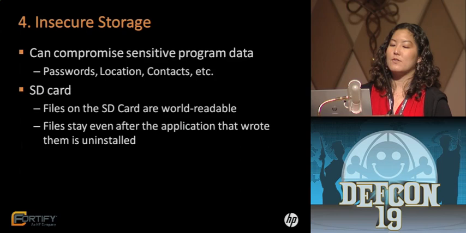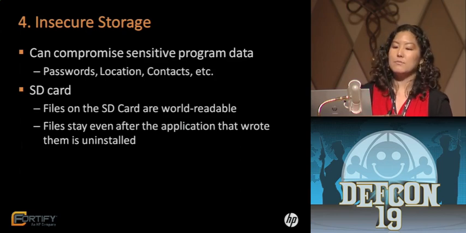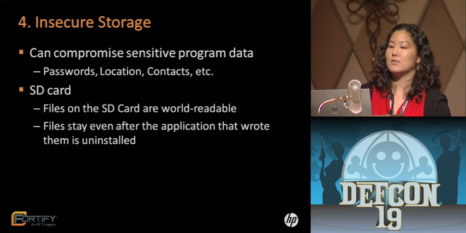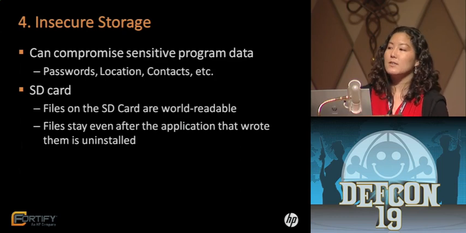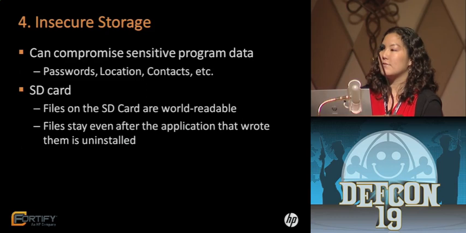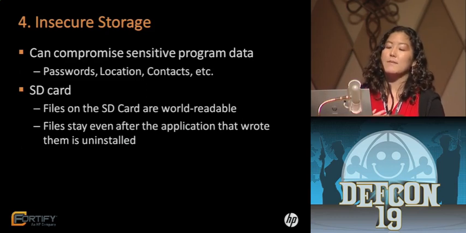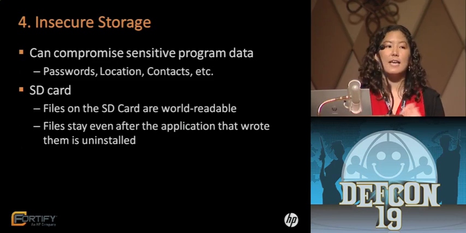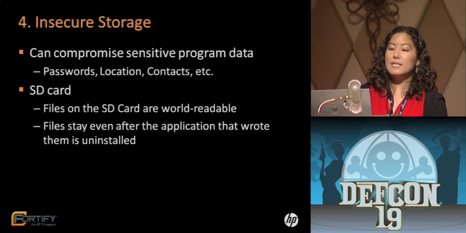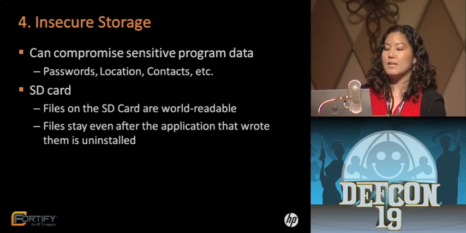Our fourth vulnerability is insecure storage. So what can happen when you have insecure storage? People will save their passwords, location, contact information, all sensitive data. And if storage is insecure, then this can be stolen. We're looking specifically at the SD card. The SD card has files, and these are all world readable. So anyone can read them.